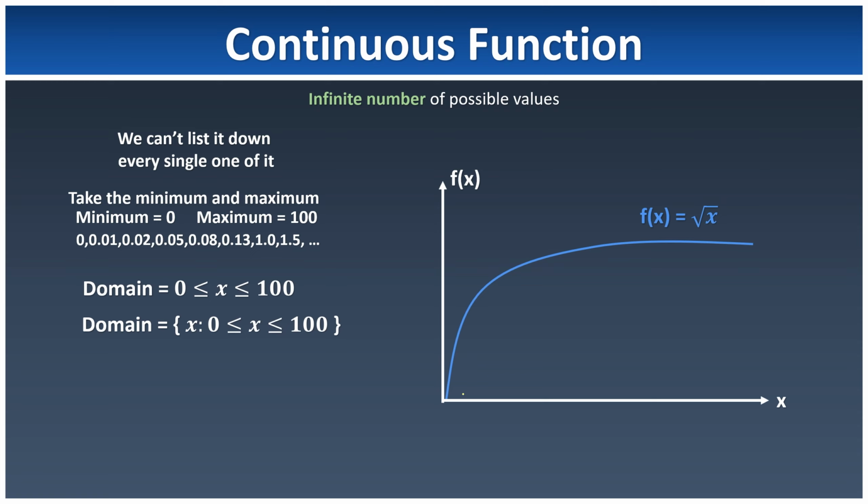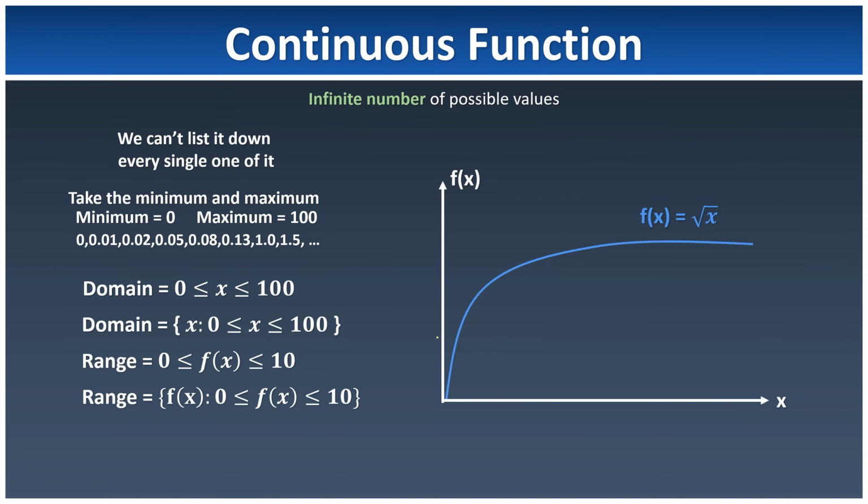How about the range? The range, or the codomain: since the biggest number is 100, the square root of 100 is 10. So we know the highest number that we get is 10, and the lowest is 0, because the square root of 0 is 0. So the range must be in between 0 and 10. Again, if you want to write it in set notation, we can say the range is a set consisting of the values of the image, where the image must be in between 0 and 10 only. So this is how we write it in notation.